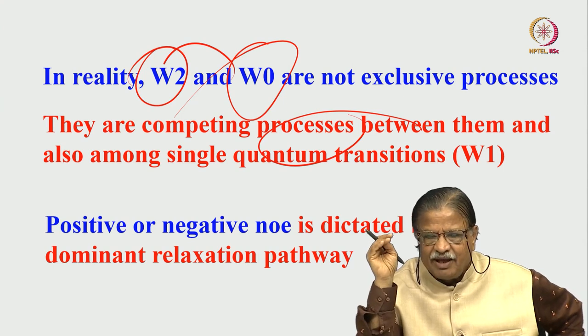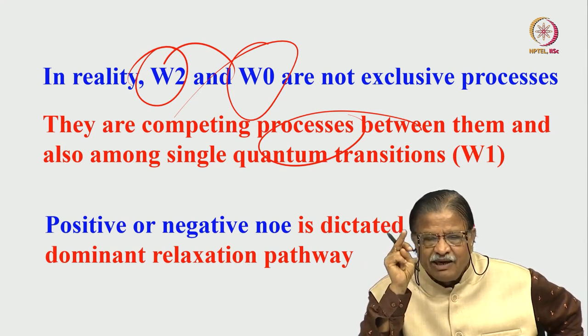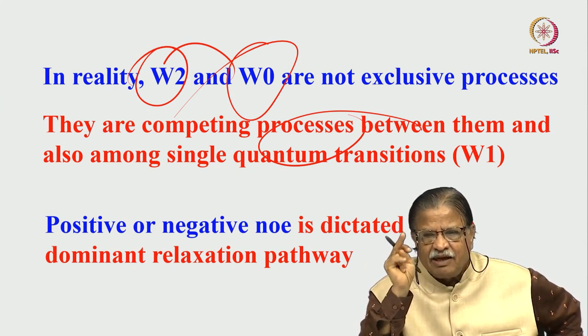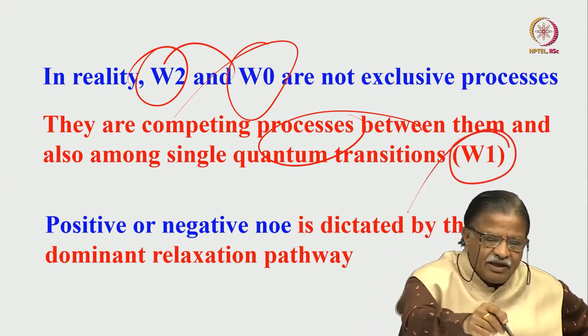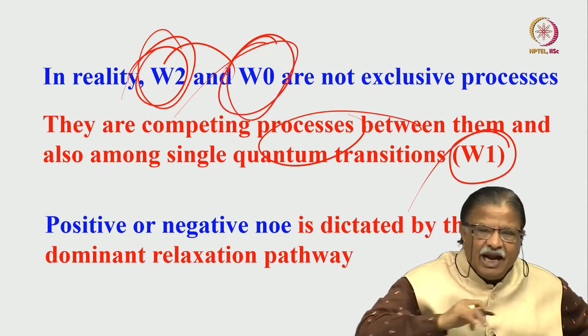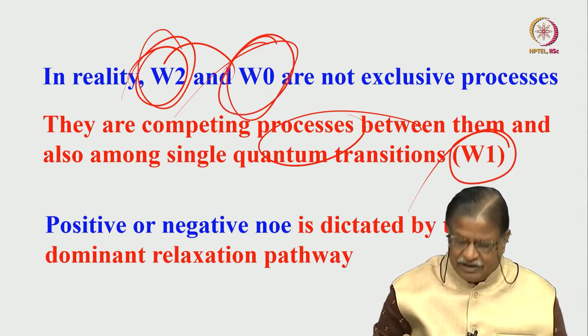So please remember this statement: positive and negative NOE is dictated by the dominant relaxation pathway. If you know which is dominant, W2 gives positive NOE, and dominant W0 gives negative NOE. That is all you have to understand.